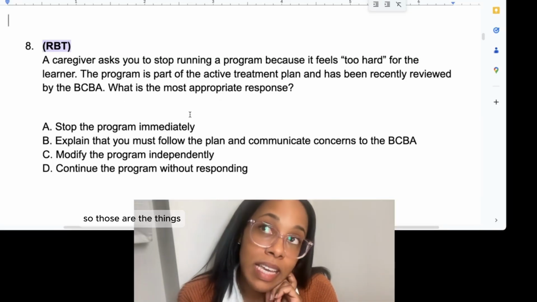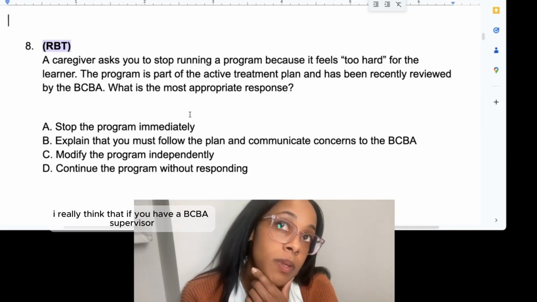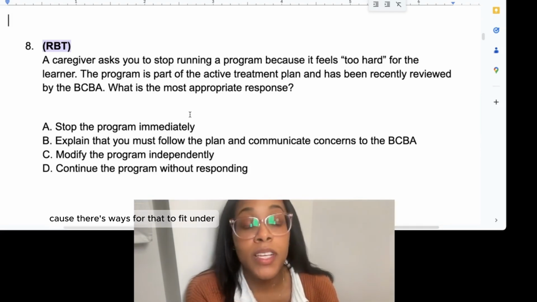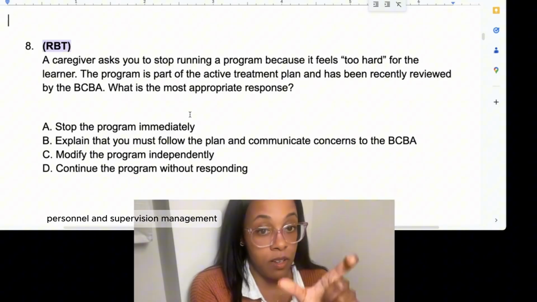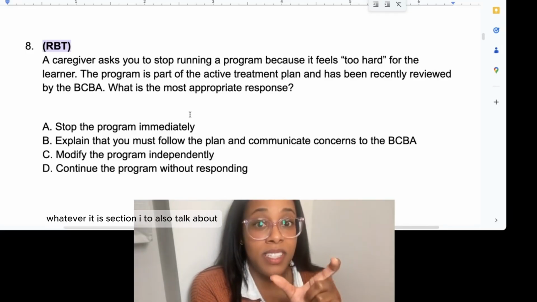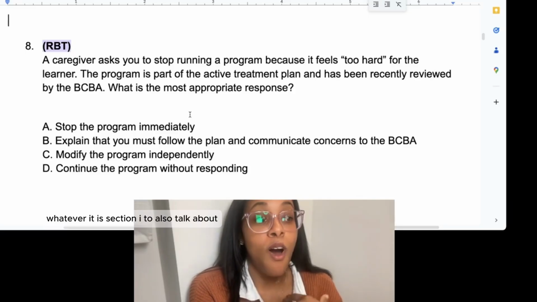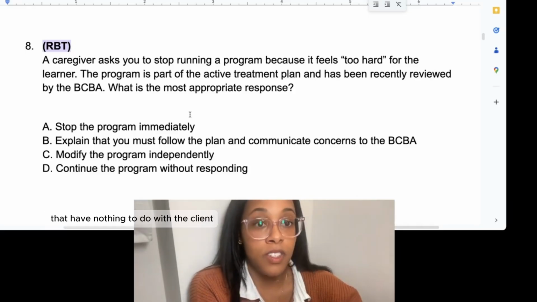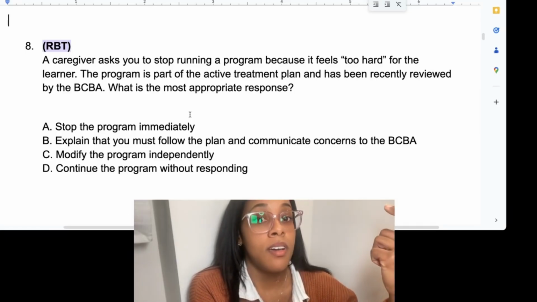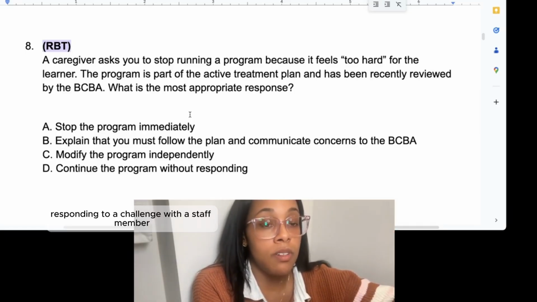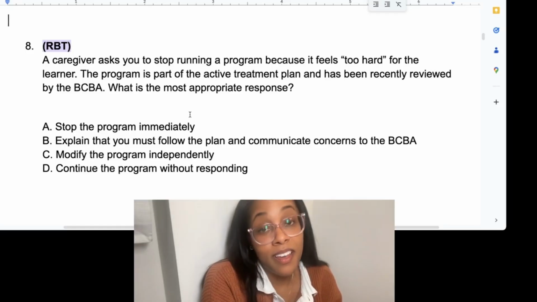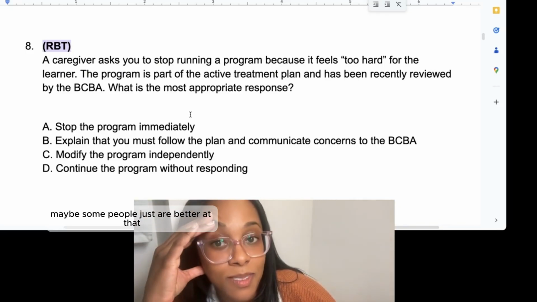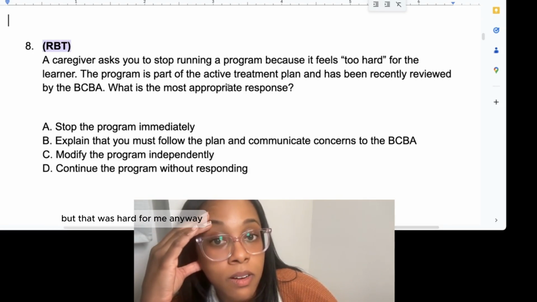So those are the things I really think that if you have a BCBA supervisor, you're a student analyst, talk to them about that, because there's ways for that to fit under personnel and supervision management, section I, to also talk about how you handle these other things that come up that have nothing to do with the client, that are all about responding to a challenge with a staff member? Make sure you guys are practicing that stuff too, because it's real awkward if you don't. Maybe some people just are better at that, but that was hard for me.